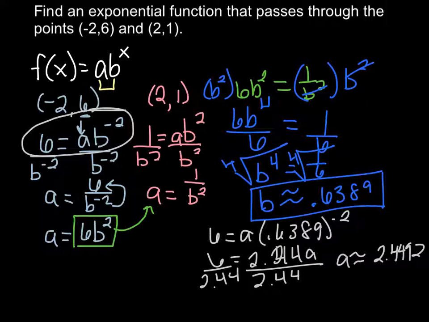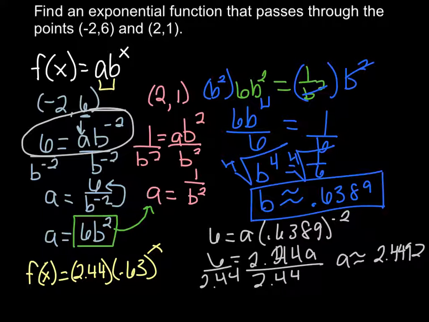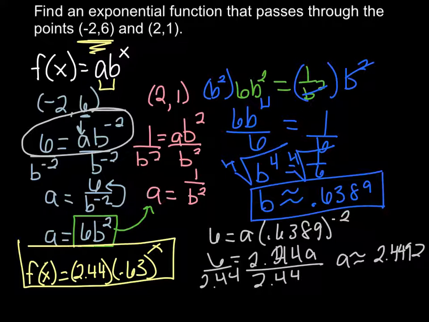I need to plug in for a and b. So here's how I'd write my final answer. f of x equals a, which is 2.44, times b, which is 0.63, to the x. If I was to graph that, the points on my graph should go through approximately (-2, 6) and (2, 1). And the reason why I say approximately is because I rounded my decimals to the nearest hundredth.